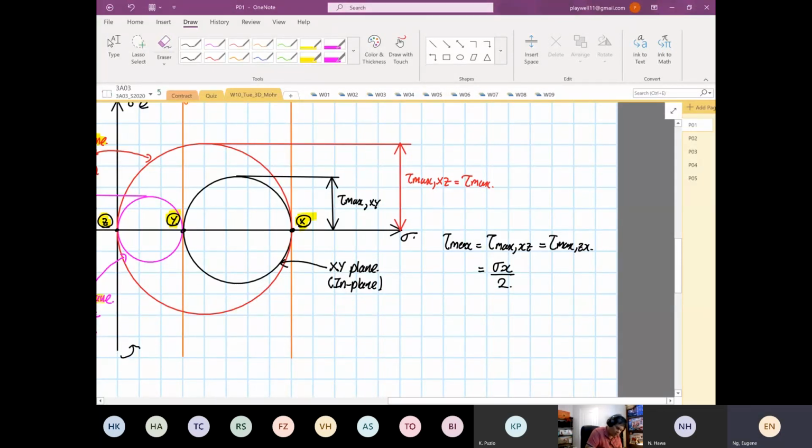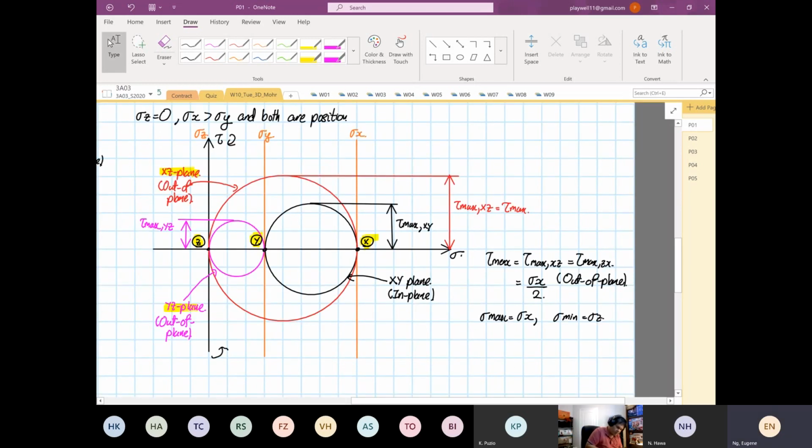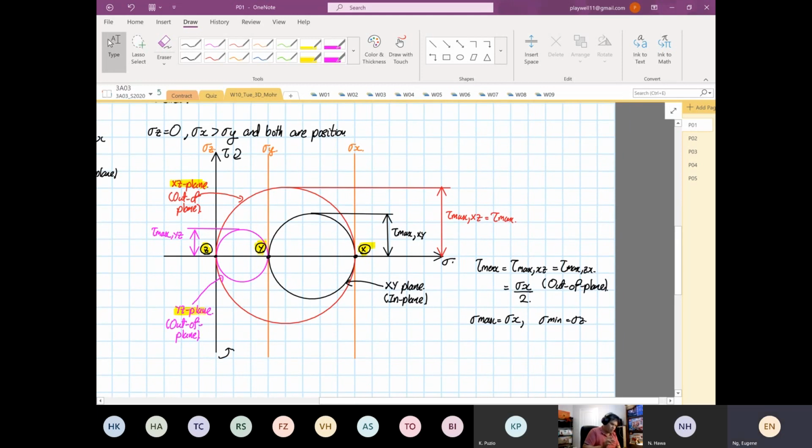Okay. And what we realize is that the maximum shear stress is at the out of plane. Okay. Where we know that stress max is equal to stress x and stress min is equal to stress z. Right? We can see that. Now, this highlights the importance of the 3D Mohr circle.